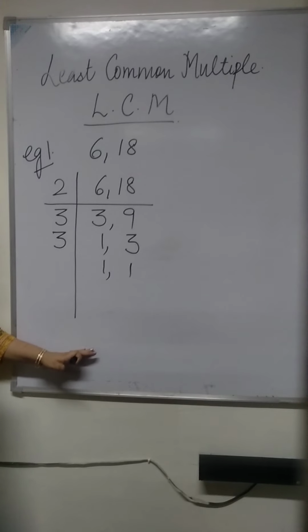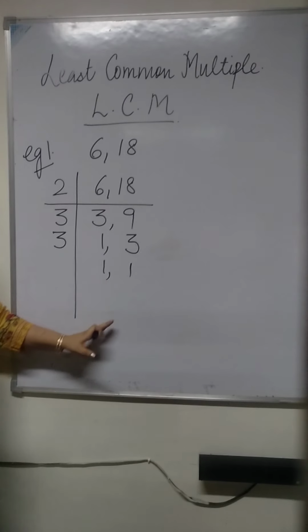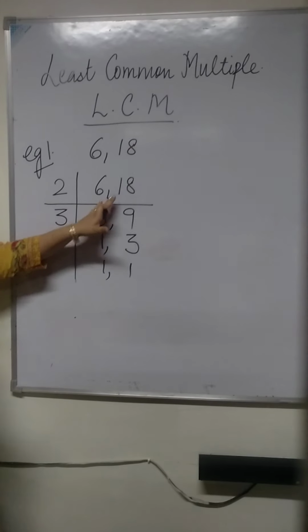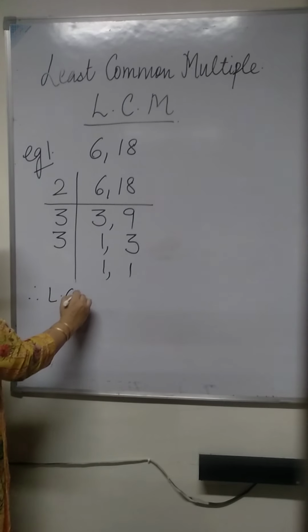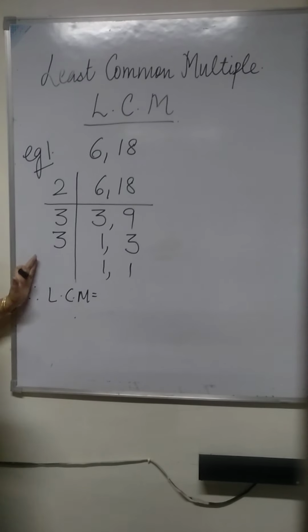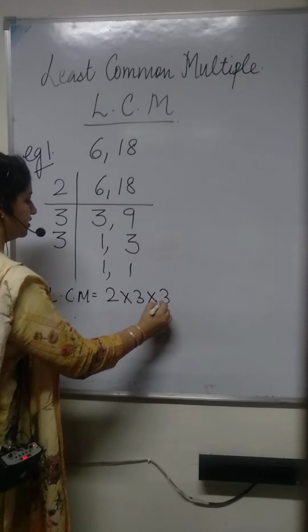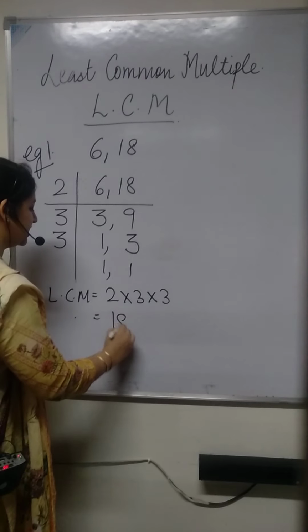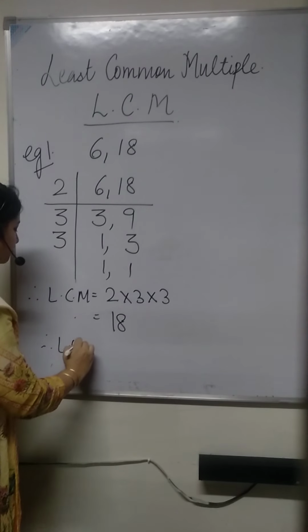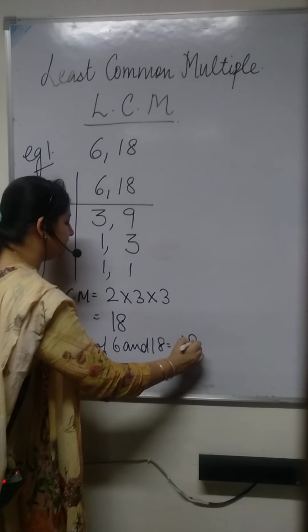We are going to proceed with this method until for all the numbers at the end we have 1, 1, 1 everywhere below the numbers given. So as we have got 1, 1 below both the numbers 6 and 18, we are going to stop here, and therefore the LCM will become the multiplication of all the prime factors which are appearing over here. That is 2 into 3 into 3. That is 2 3s are 6 and 6 3s are 18. Therefore LCM of 6 and 18 is equal to 18.